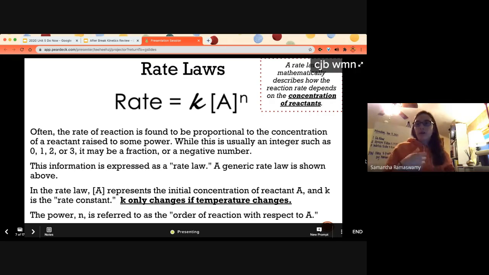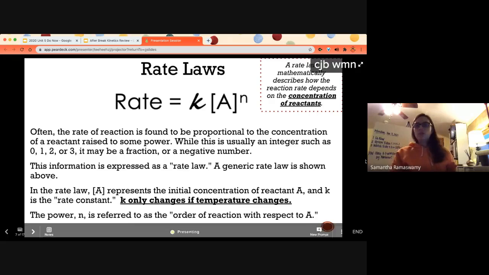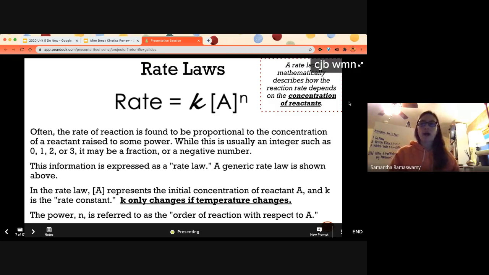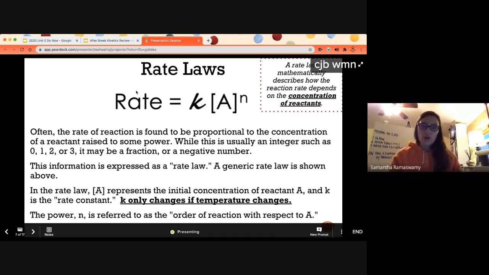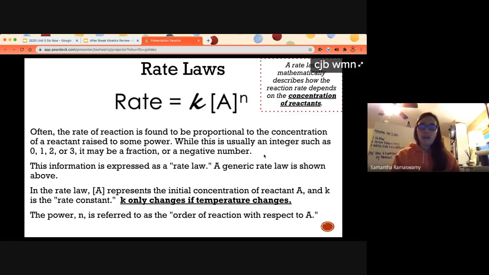Then we also talked about rate laws. A rate law mathematically describes how the rate depends on the concentration of reactants. A rate law is written, and we did this in the do now, rate equals k times the concentration of reactants to some power. And this power is the order. Might be 0, 1, 2, or 3. You could technically have fractions. We don't see that as often. Usually we see 0, 1, or 2.